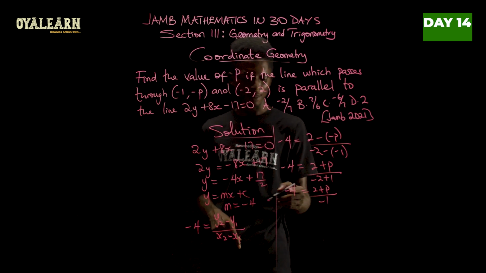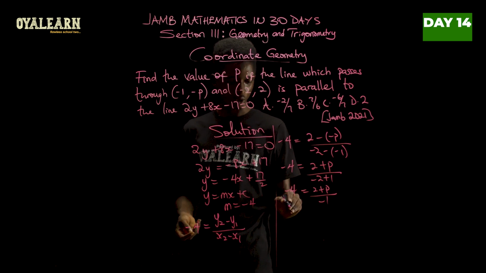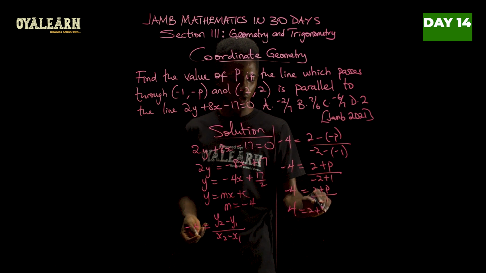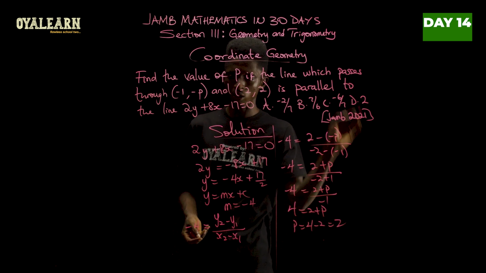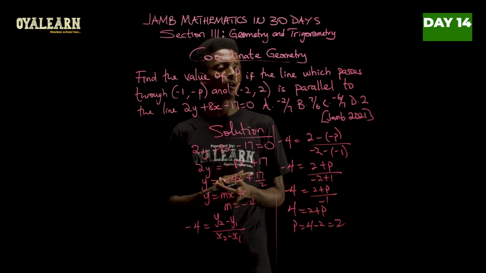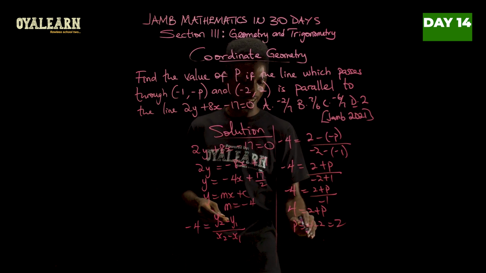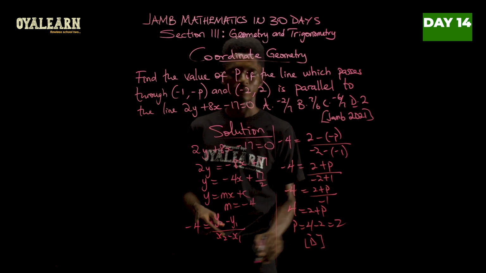Cross multiply. Minus times minus becomes plus. So 4 equals 2 plus p, which means p becomes 4 minus 2, which will give us 2. So the value for p is 2, as seen in option D.